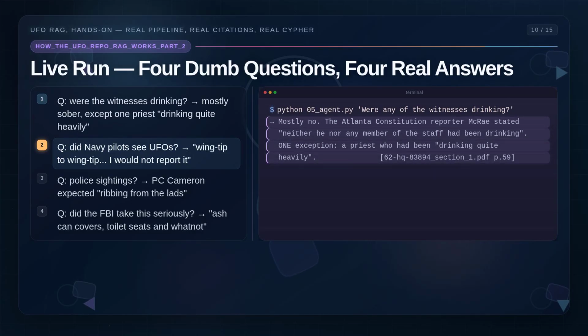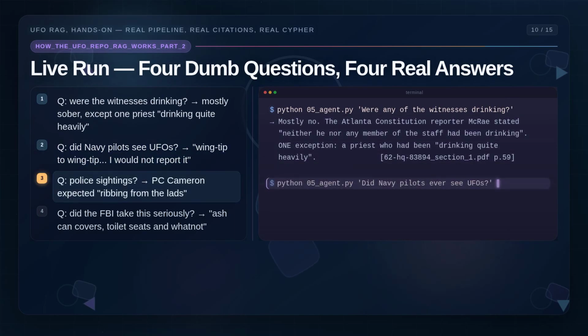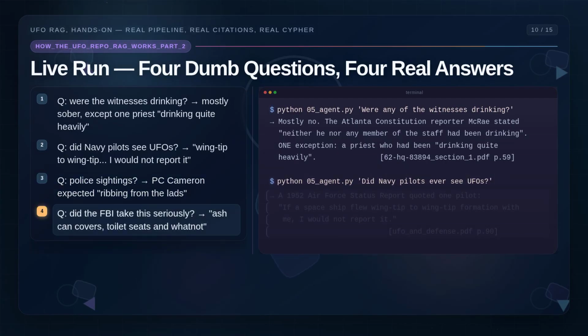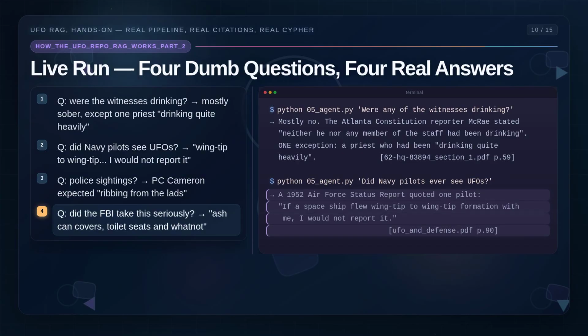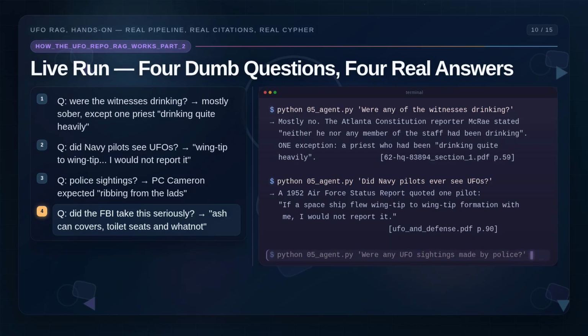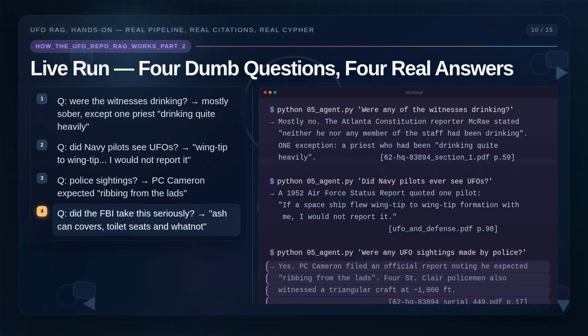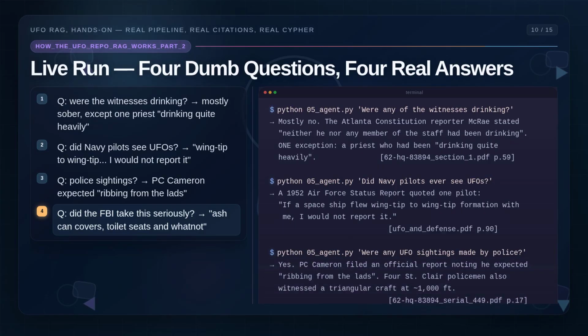Third, were sightings made by police officers? Yes. Constable Cameron filed an official report and noted he expected ribbing from the lads. 4 officers in Sinclair witnessed a triangular craft at 1,000 feet. Fourth, did the FBI actually take this seriously? An Army Air Forces letter says the services of the FBI were enlisted to relieve the Air Forces of the task of tracking down ashcan covers, toilet seats, and whatnot.